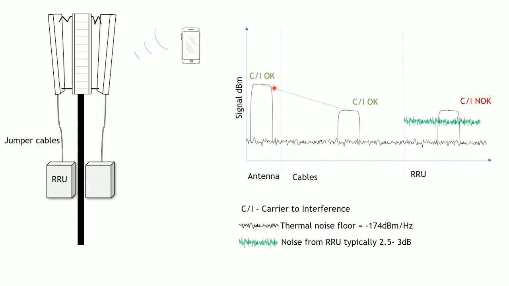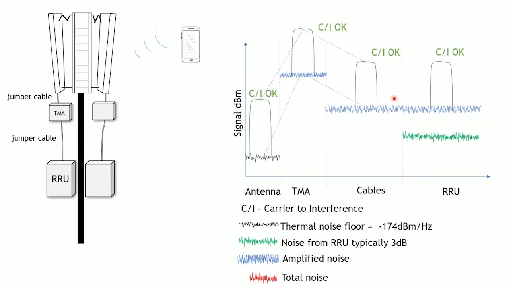When we run over the cable, we get a loss, which means that the signal, the carrier, is attenuated. The thermal noise stays the same. We still have a decent C over I that could be used, but when we add the 2.8 dB or 3 dB noise figure of the base station, we can notice this is now the remaining C over I, and that is not okay for a communication with the 150 to 300 kilobits that we know that we need.